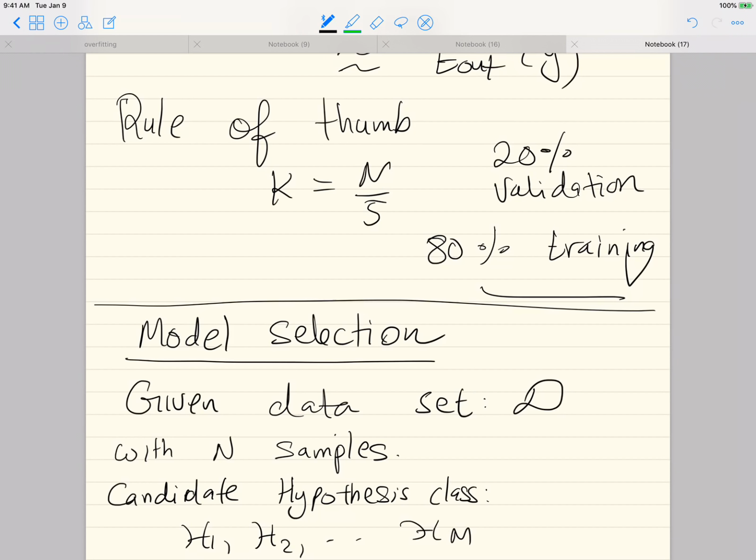So H1 could be linear models, H2 could be second order models, H3 could be third order models. Some of them could be neural networks, and so on. Some of them could be a one layer neural network with 50 hidden units. Others could be deeper neural networks, and so on. So how do we select the best hypothesis class? This is the problem in model selection.